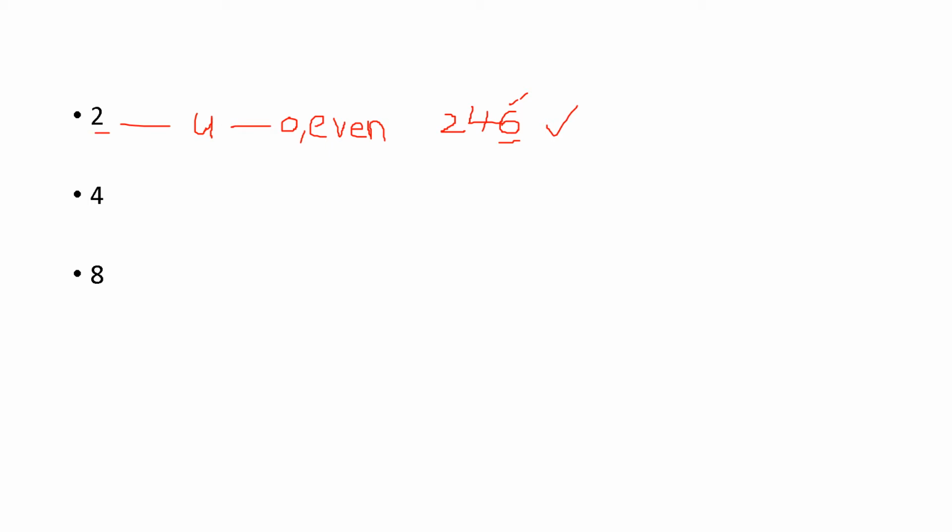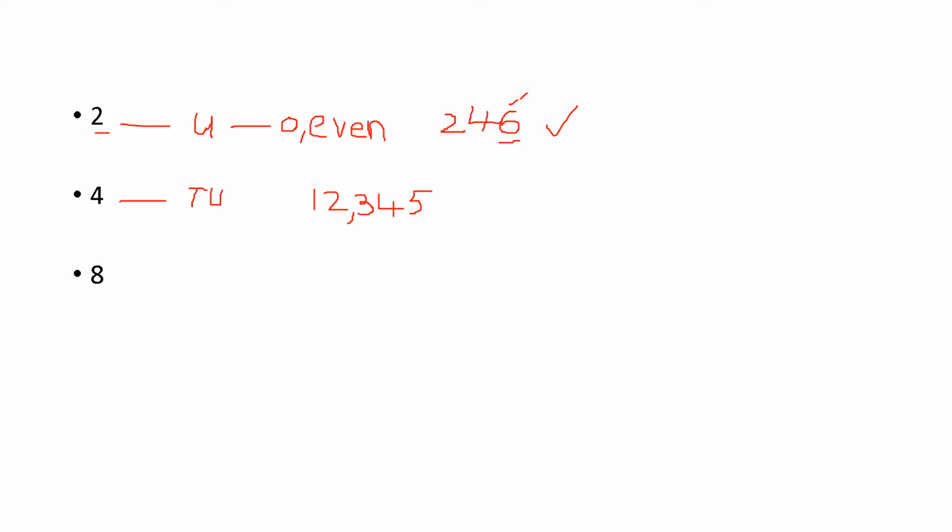Okay. Next, the divisibility rule of 4. In this case you have to check the digits at the unit position and at the tens position. I'll explain with an example. You have the number 12,345. This is the number you have, and the question is, you have to check whether it is divisible by 4 or not.